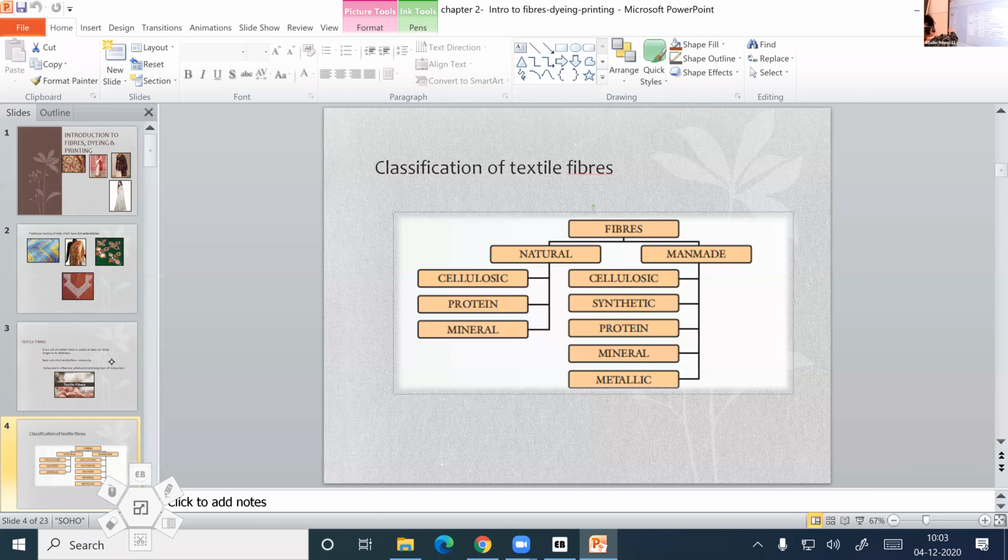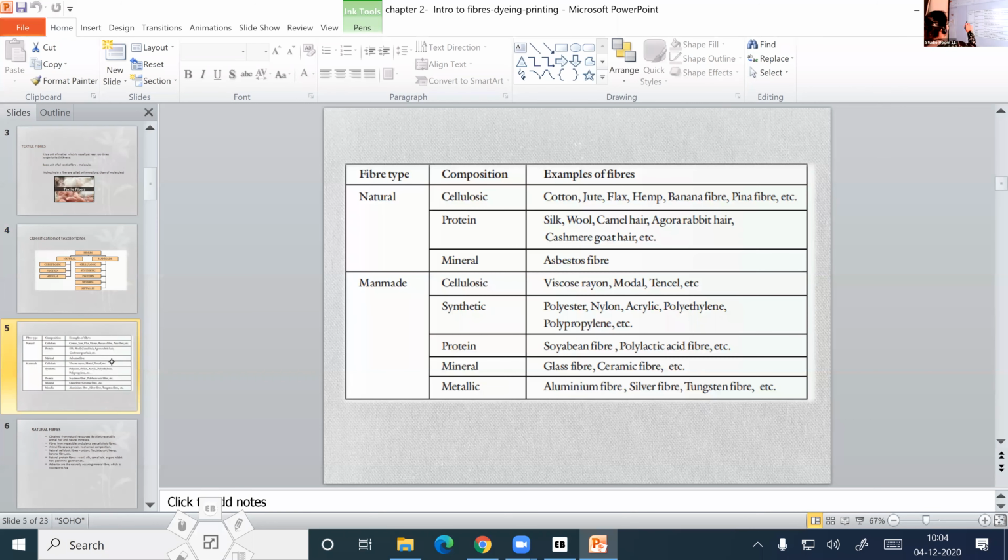And I'll show you one more table. These are the natural fibers. And their composition is cellulosic, protein, and mineral. And natural cellulosic fibers are cotton, jute, flax, hemp, banana fiber, pina fiber. Pina fiber is a type of fiber which is made from the pineapple plant. See, why do we call cotton, jute and all natural cellulosic fibers? Because all these things like cotton, jute, flax, hemp, everything is obtained from vegetable or plant, so we call them cellulosic fibers. Okay.